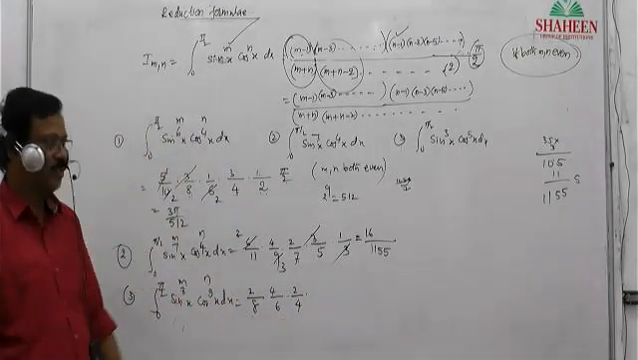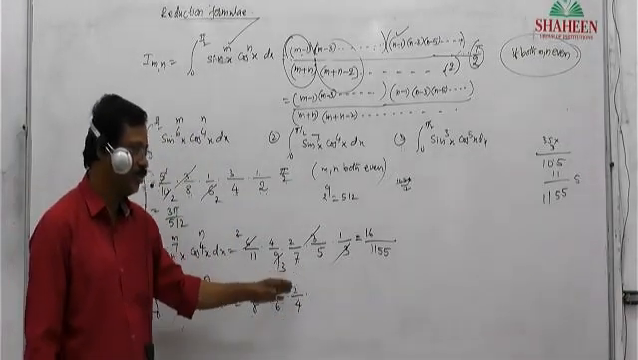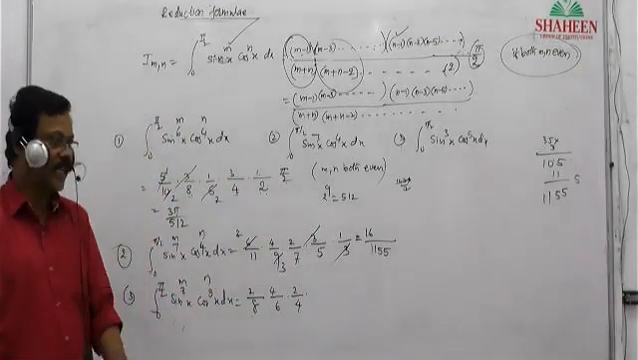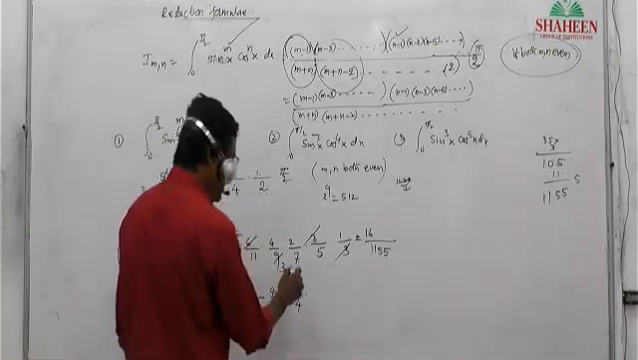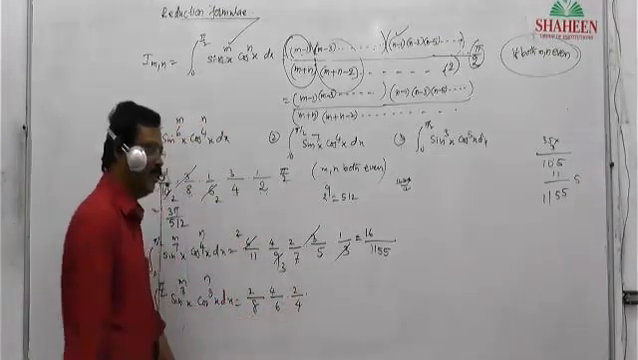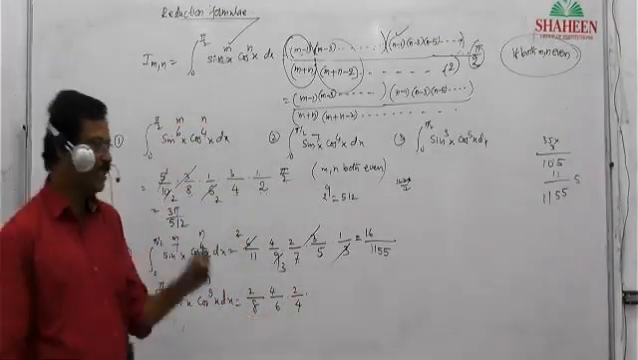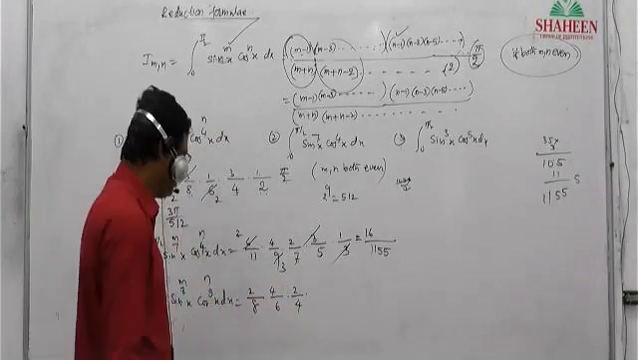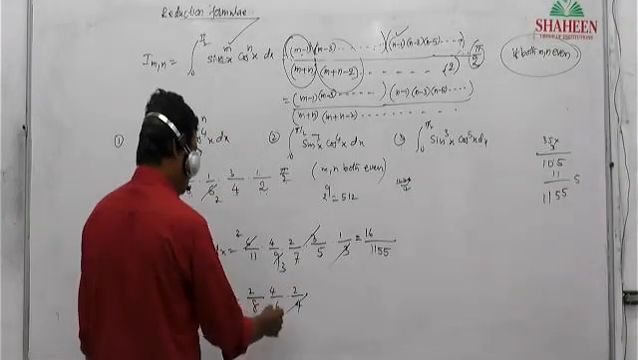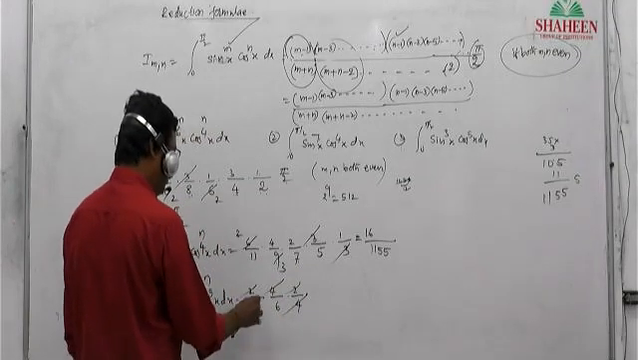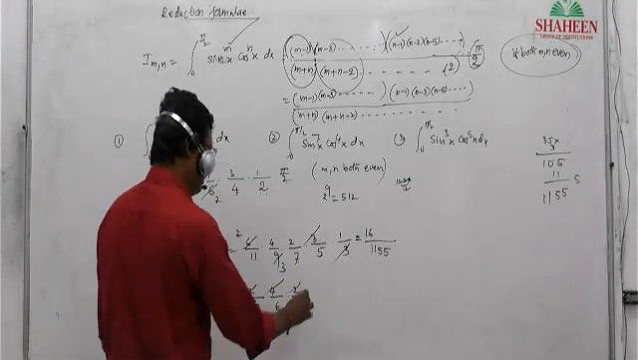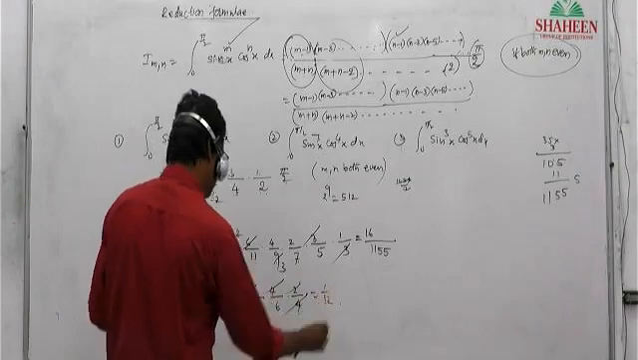Did you get 1 by 2? Don't cancel the 2s. Without cancelling, did you get 1 by 2? No. That's why don't say after cancellation it is 1 by 2. Without cancellation, did you get 1 by 2? No. Right, 4, 4. Is it okay? 2 into 2, 4. What is this? 1 by 12 we got.